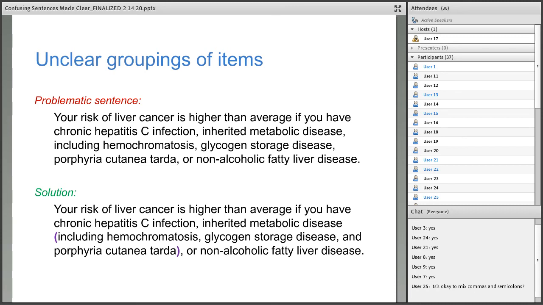There are two solutions here. You can add parentheses to group the items together, as shown on this slide, or you can separate the items in the list with semicolons, as we did in the previous example. Either way, the reader will now be able to tell that glycogen storage disease and porphyria cutanea tarda are both inherited metabolic diseases.